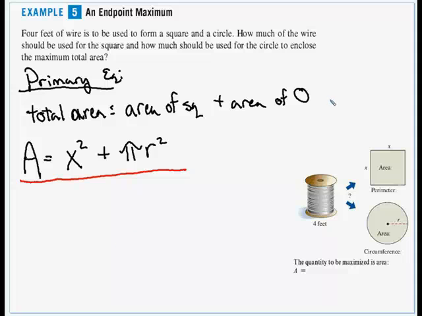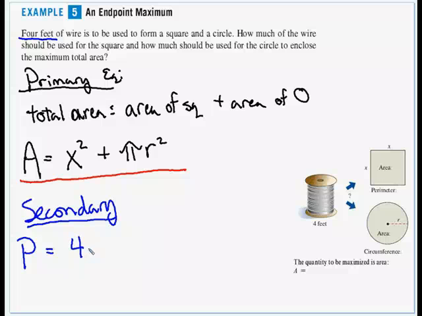Secondary equation. We have the constraint of 4 feet of wire. We have 4 feet of wire to enclose the area in. So we're talking about the perimeter of the square, or the circumference of the circle. So secondary equation. And this is going to deal again with perimeter or circumference. The perimeter of the square is going to be 4 times x plus the circumference of a circle, 2 pi r. And we are given the constraint of 4 feet. So this is going to equal 4.